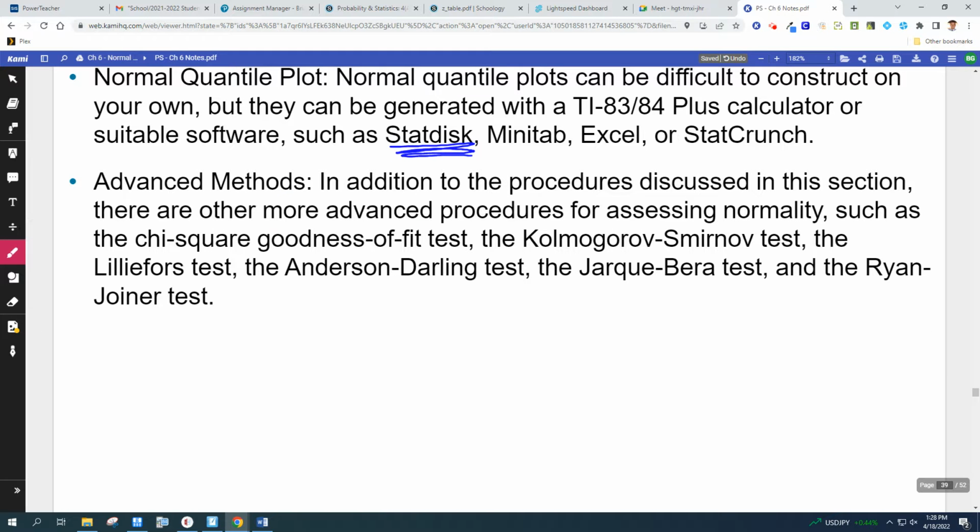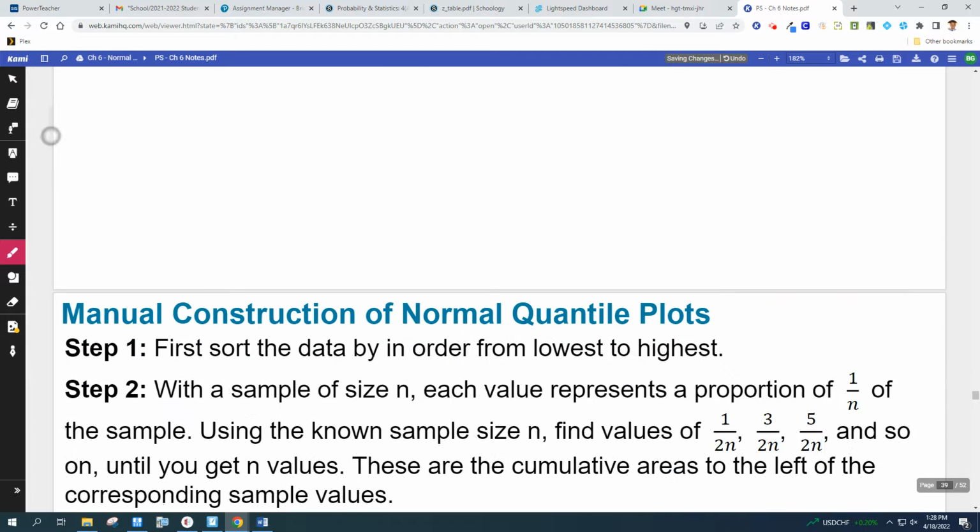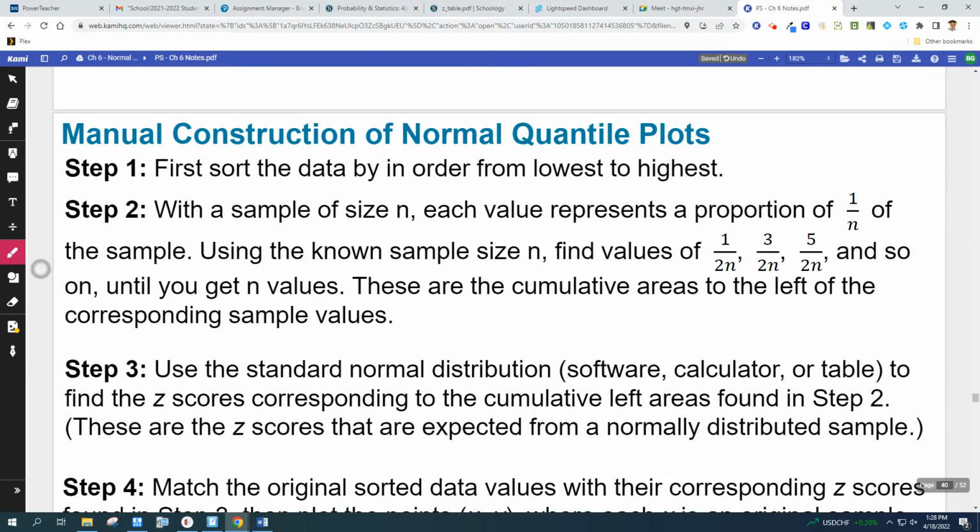Advanced methods. In addition to the procedures discussed in this section, there are other more advanced procedures for assessing normality, such as the chi-square goodness of fit test, the Kolmogorov-Smirnov test, the Lilliefors test, the Anderson-Darling test, the Jarque-Bera test, and the Ryan-Joiner test. We won't even get into that in this section. So more advanced. We're going to be looking at that StatDisk though, for sure.